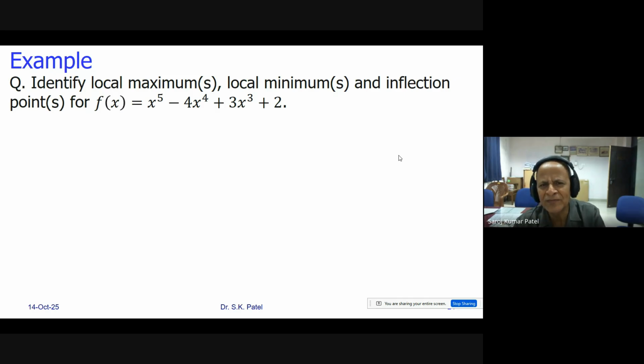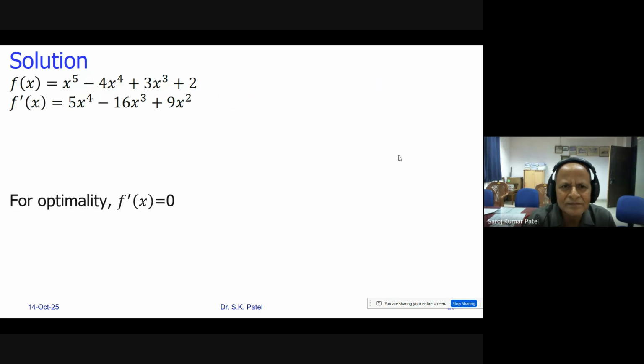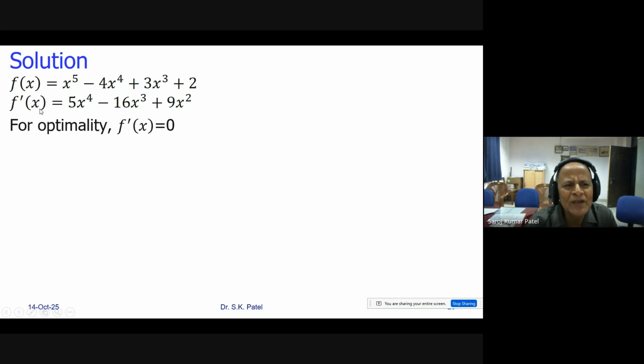First, find the first derivative of f(x). And then what will you do? You equate it to 0. Then solve it. So the first derivative will be: x to the 5 gives 5x to the 4. Then x to the 4 gives 4x cubed, so 4 into 4 will be 16, so minus 16x cubed. Now x cubed, if you take the derivative, will be 3x squared, so 3 into 3 is 9x squared. And 2 will be 0.